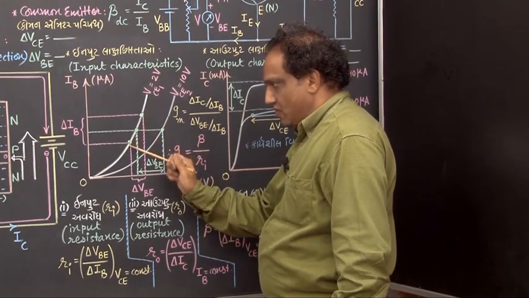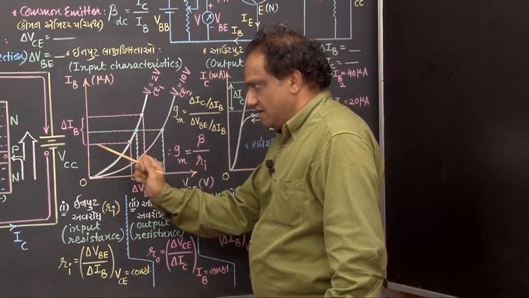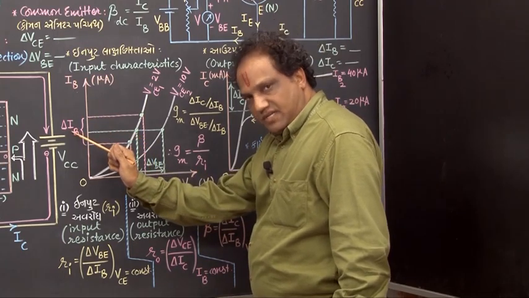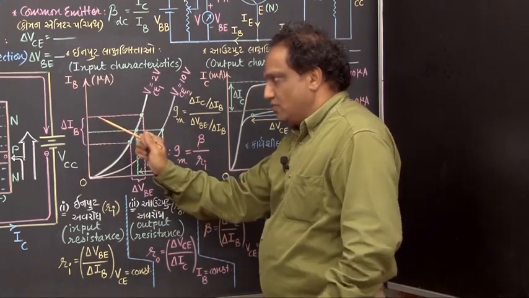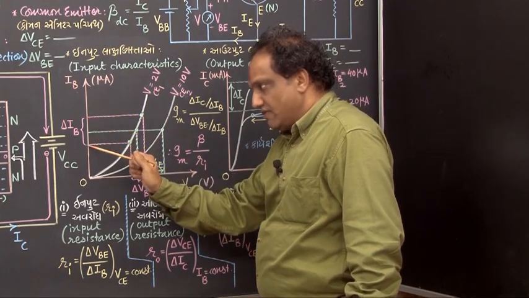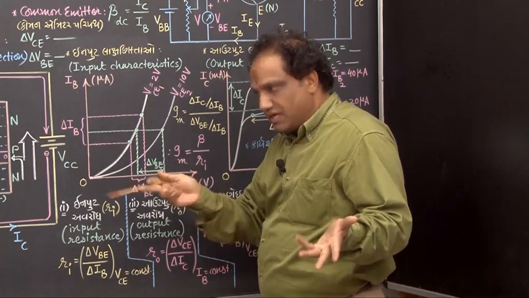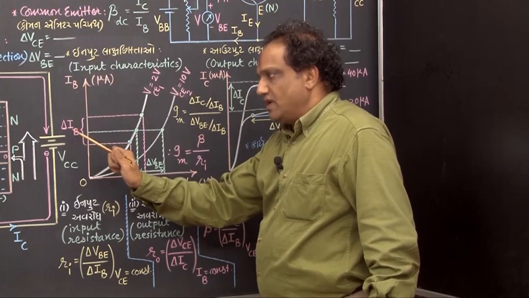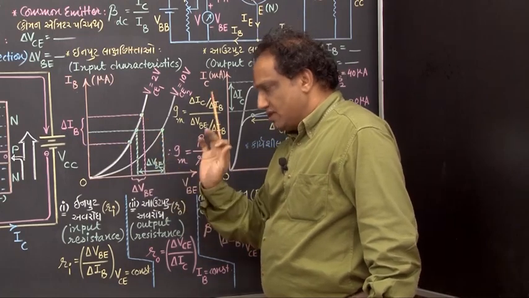For these 2 points, what is the change in base current? It is this much, which is delta IB, correct? When you have plotted these graphs, you must be knowing the values on this y-axis in microampere. You can convert into ampere. In short, you can just find out delta IB corresponding to these 2 points.